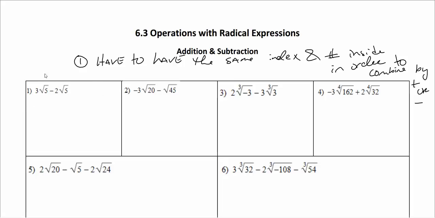In number one here, the index is 2 in both of them, and the number inside the root is 5 and 5. They're both the same. So when I have the same index and the same number inside, I look at the coefficients and I just combine those. 3 minus 2 is 1, radical 5. We can think of these as variables. If it was 3x minus 2x, I get 1x.